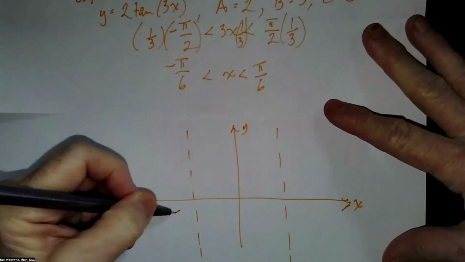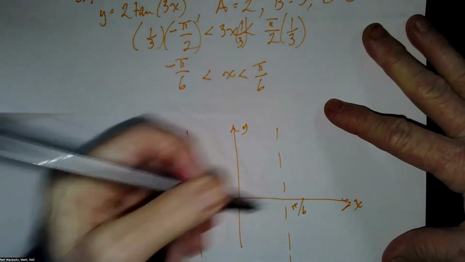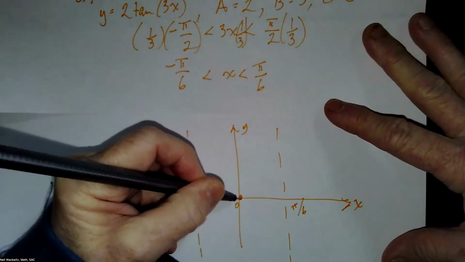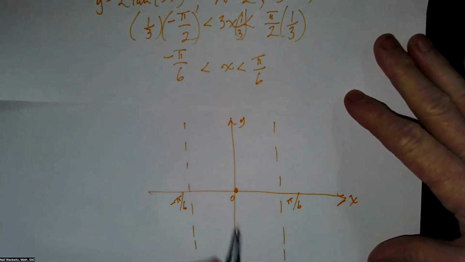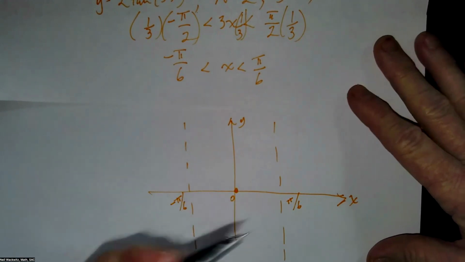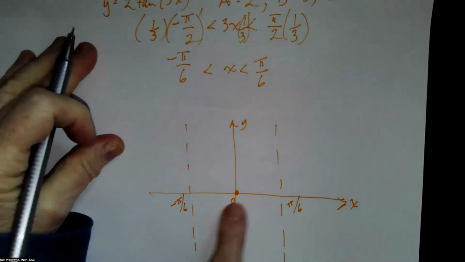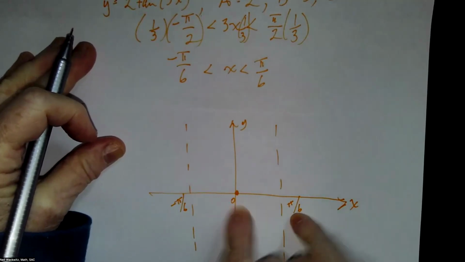The negative pi over 6, positive pi over 6. We don't have any shift, so I know that the center of everything is going to be 0, 0. Now I just need to figure out what is the midpoint between 0 and pi over 6.